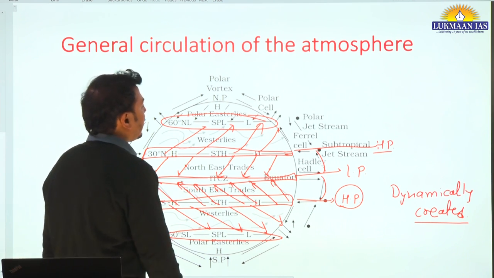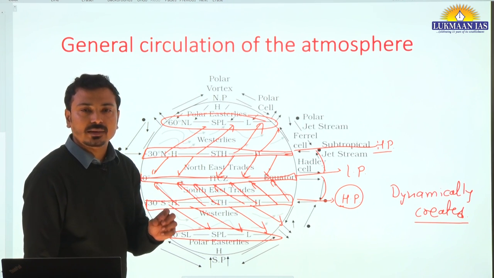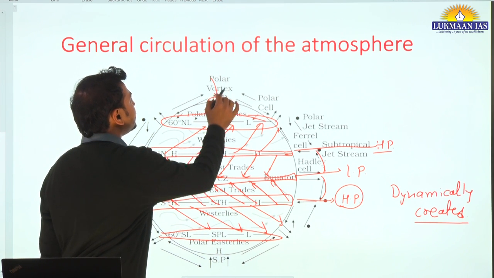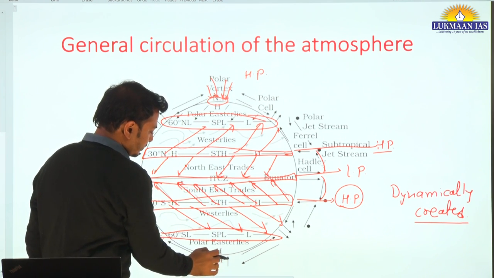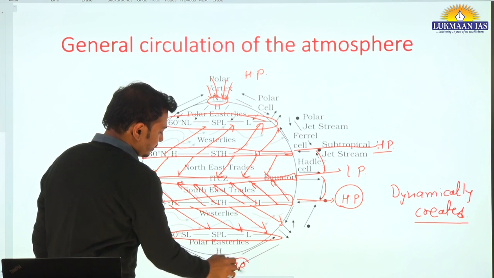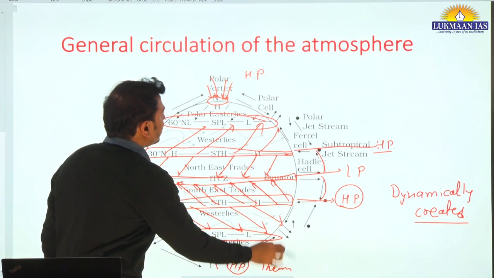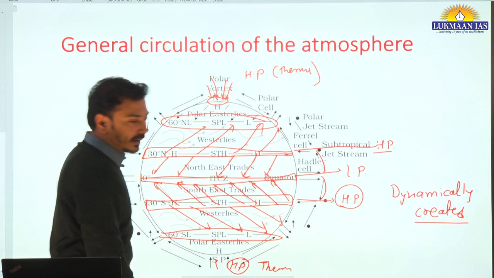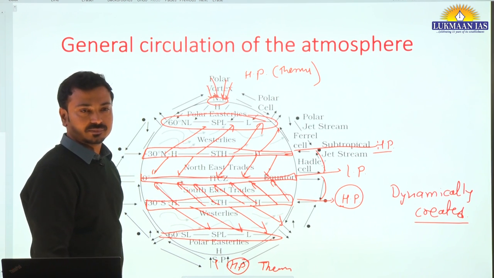And at the same time, what we observe in the polar region is excessively cool temperatures, and because of that the wind in the atmosphere subsides down and stays there, and that's why high pressure is created. Here we have high pressure, but it is thermally created. So thermally created high pressure and low pressure कौन से होते हैं? Polar region and equator region.